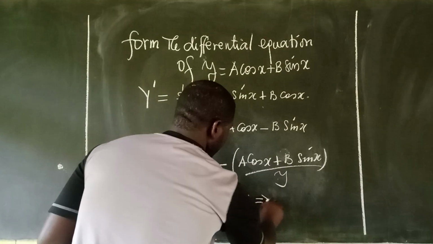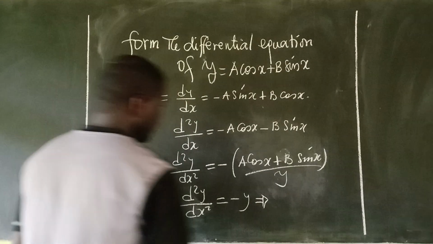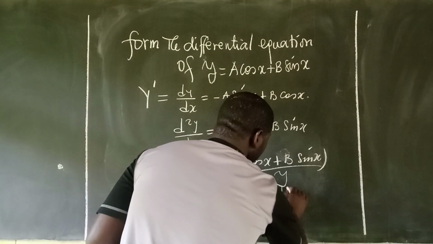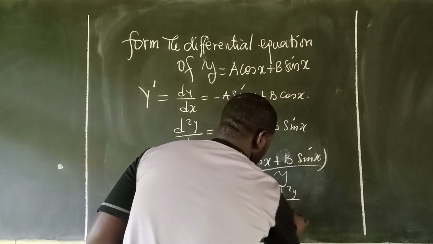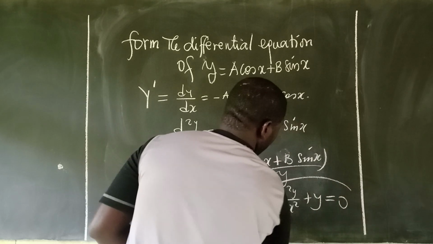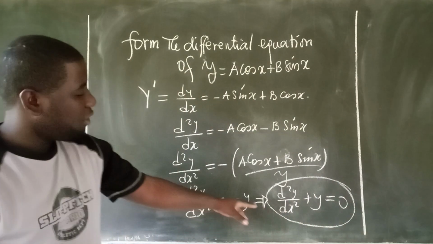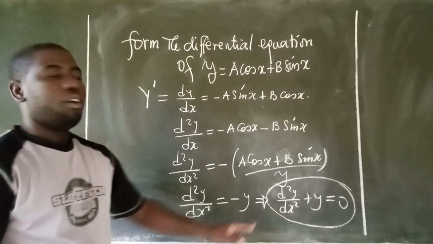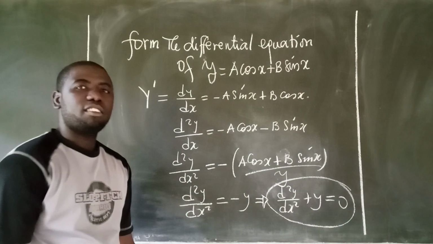So this shows us that we have the second derivative plus y, which is equal to 0. So this is our differential equation we have been asked to find.